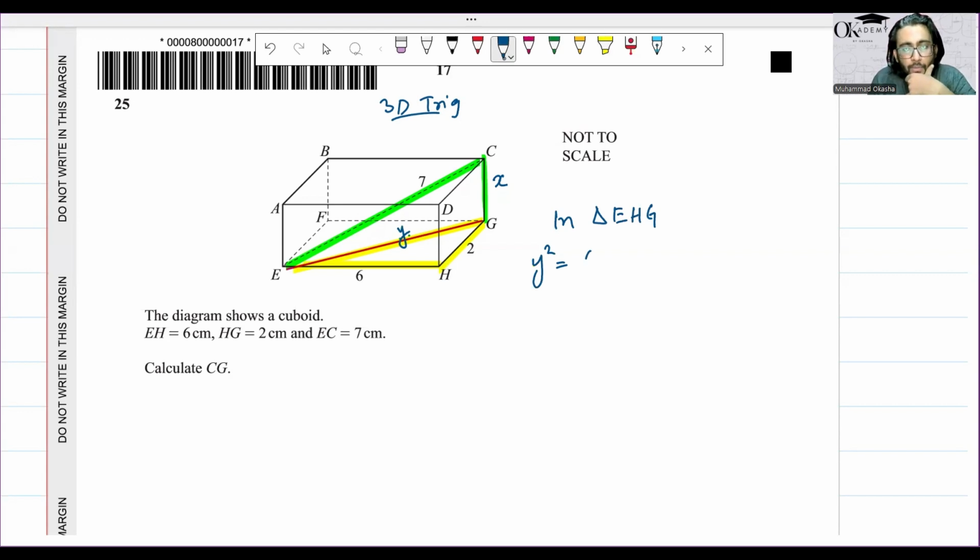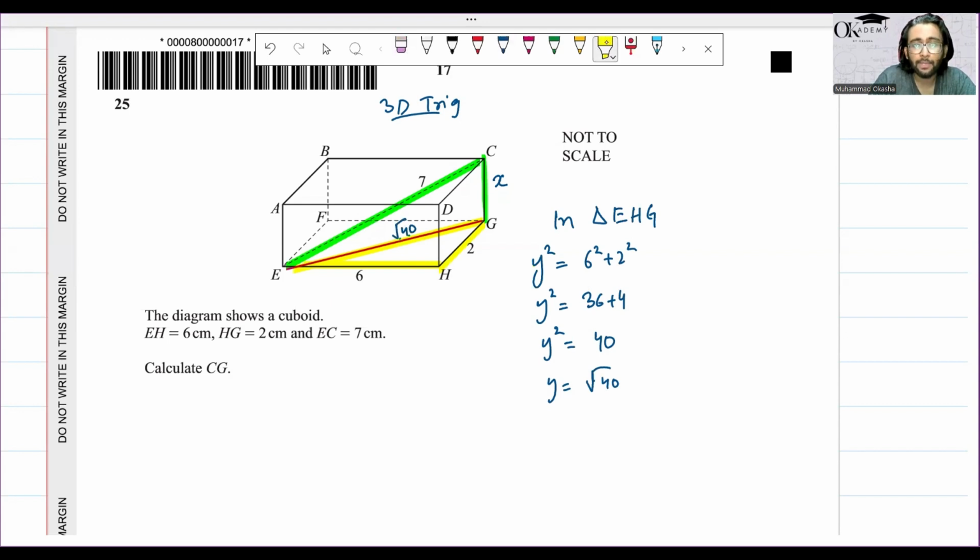So y squared is equal to 6 squared plus 2 squared, which is y squared is equal to 36 plus 4. Y squared is equal to 40. So y is equal to, I'm just going to write square root 40. Right. So y is square root 40. I know this. Now let's work out the green triangle, shall we?